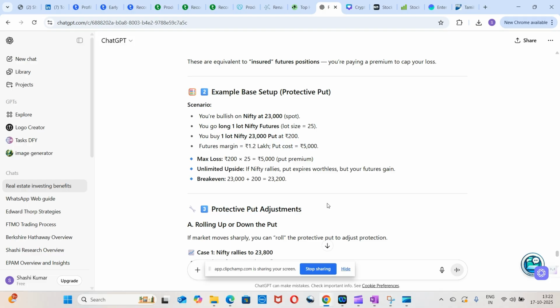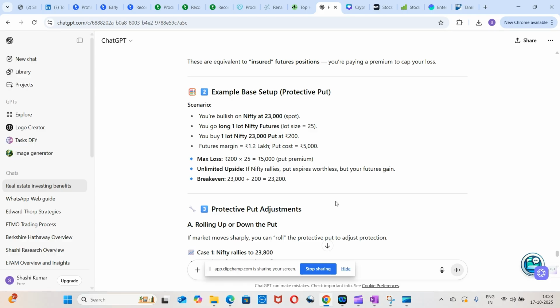Okay, so max loss in this case is 200. The 23,000 put you purchased at 200, and 25 is the lot size, so 5,000 is the put premium you have given. That's the max loss you will have, but unlimited upside you will have. So if Nifty rallies, the put expires worthless, but your futures will gain. And you will achieve break even at 23,200. If it moves above 23,200, you will achieve a profit.